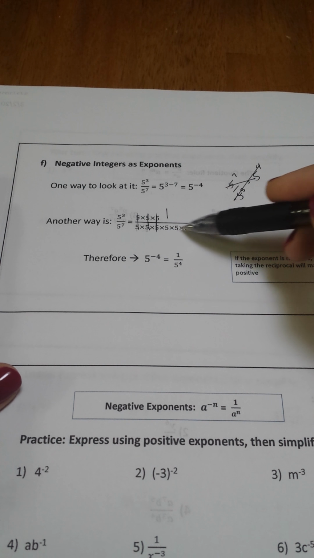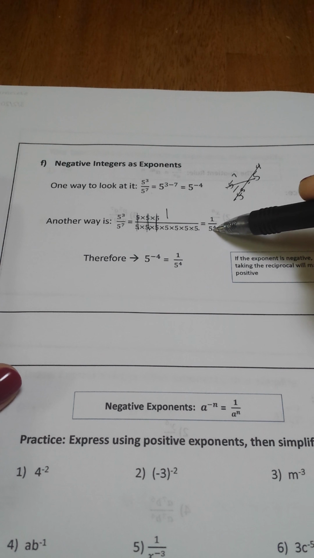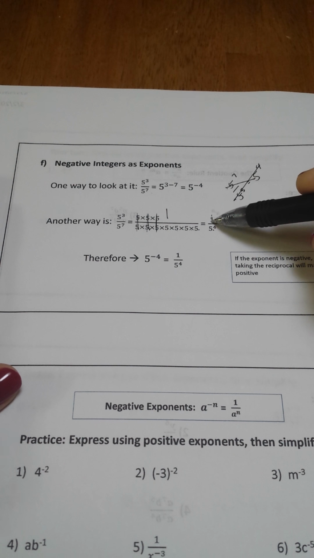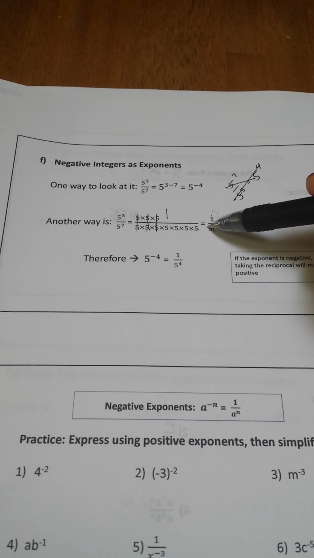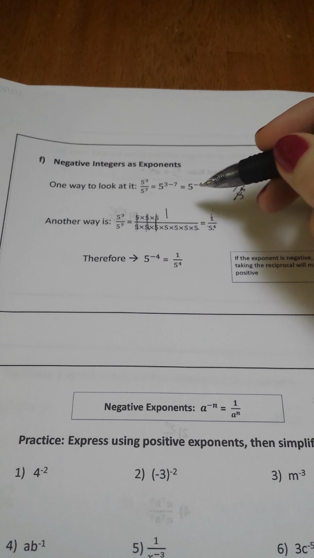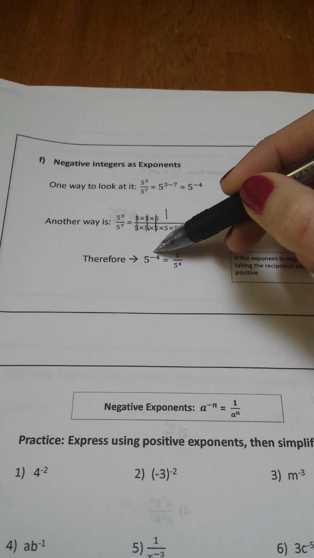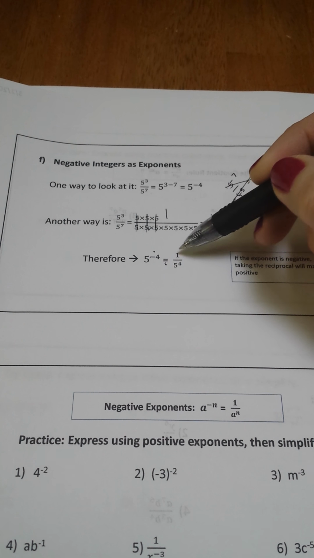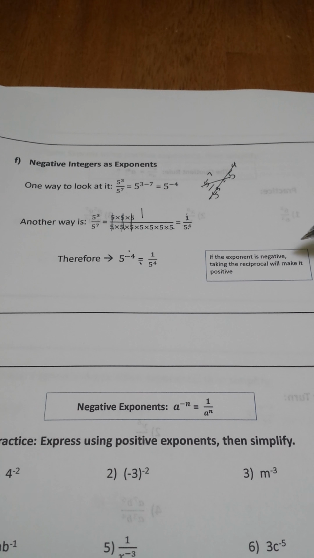If you run out on top, you're going to have all of your base numbers on the bottom, so you have to remember to put that 1 there, and it's 1 over 5 to the fourth. These are both ways to represent 5 to the third divided by 5 to the seventh. They're the same, two different ways of writing the same value. So 5 to the negative fourth equals 1 over 5 to the fourth. And I have this little note over here: if the exponent is negative, taking the reciprocal of your number will make it positive.